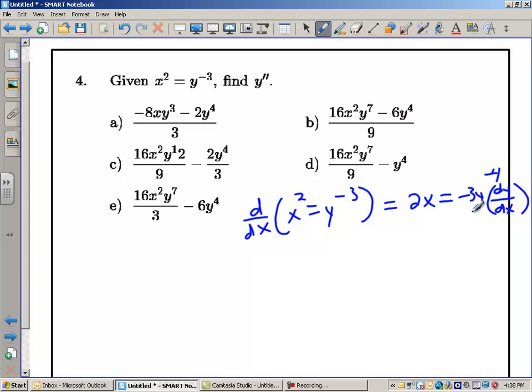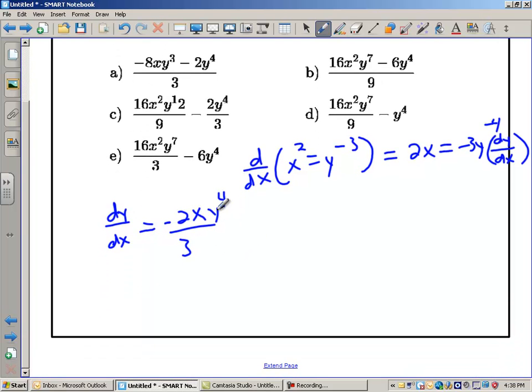And if you want to, we can go ahead and solve this for dy/dx. It equals negative 2x over 3 y to the negative 4, which means I could actually take this y up here as y to the 4th. Okay, so that is dy/dx. Now let's take the derivative again. So the second derivative, or y double prime, is going to equal, now that negative 2/3 is just going to sit there, and then I'm going to do the product rule.